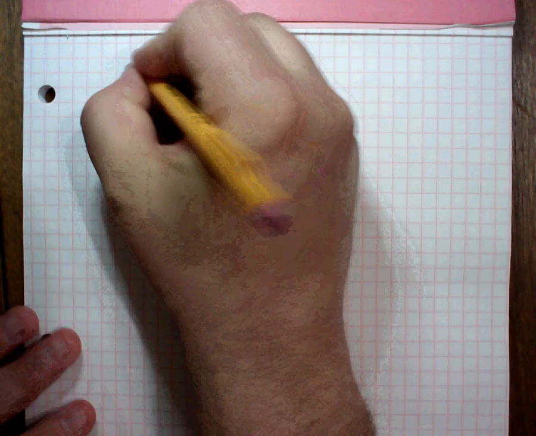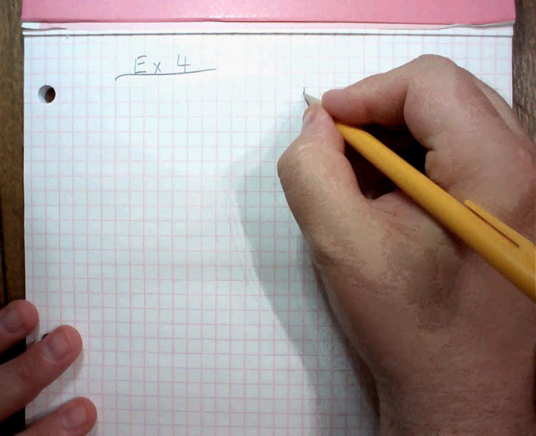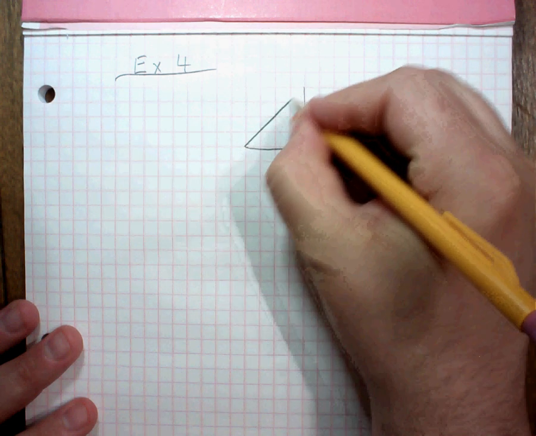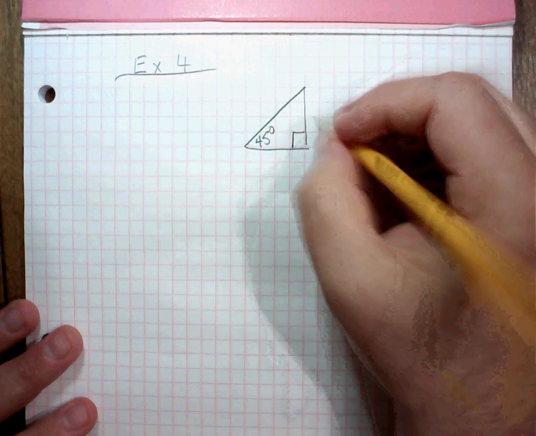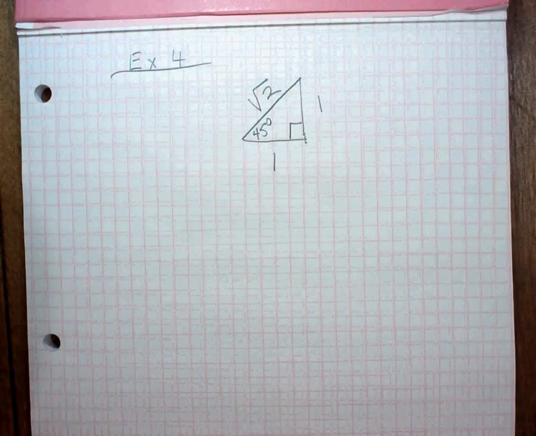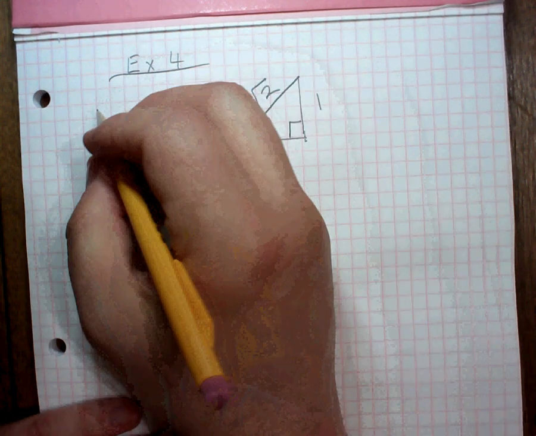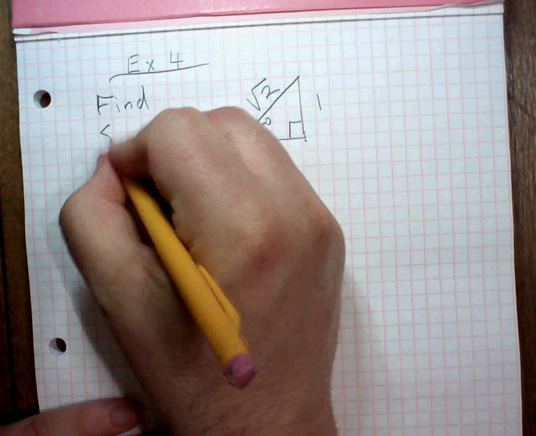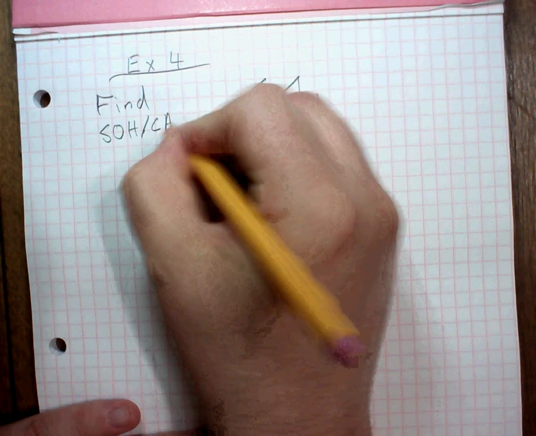So for example number 4, we're going to revisit our old friend, the 45-45 triangle. Remember that this is 45 degrees, and on the 45-45, this is 1, 1, square root of 2. And we're asked to identify the 3 trigonometric functions. So find the following.